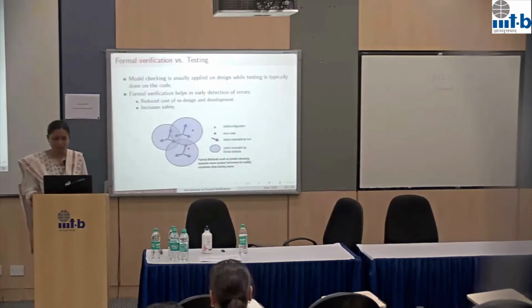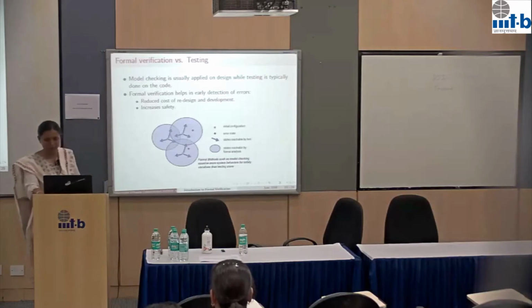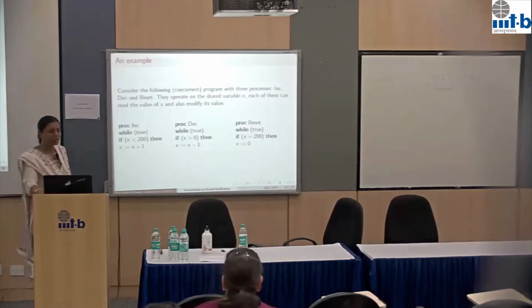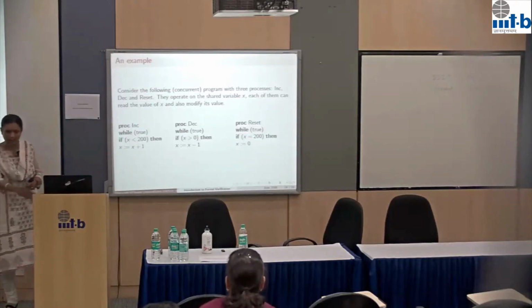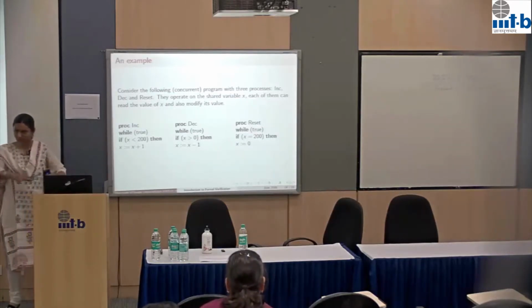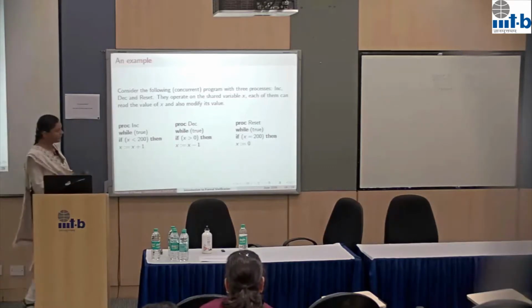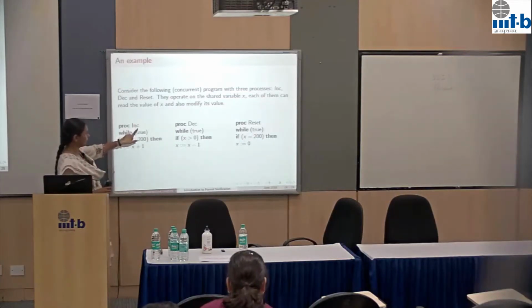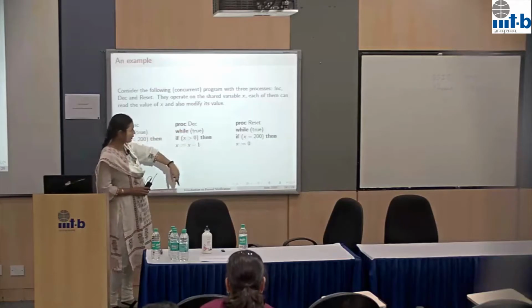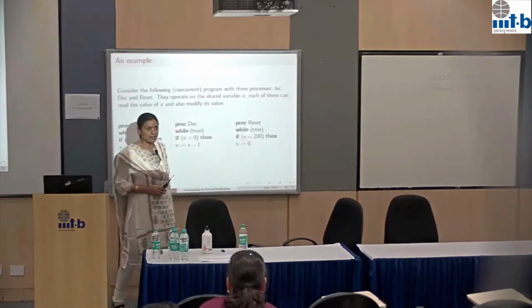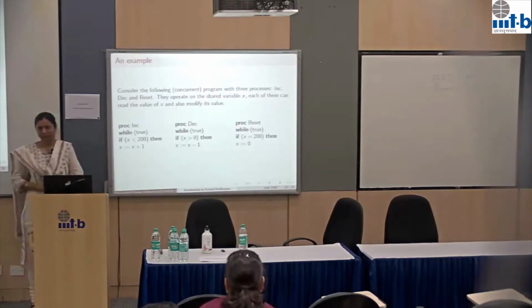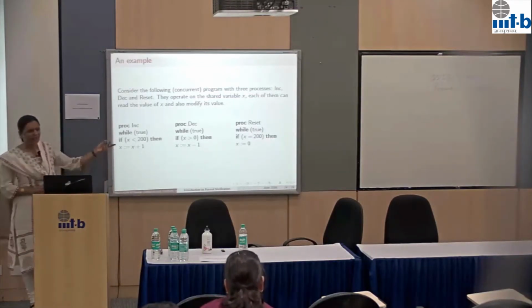So here is a small example, again, to motivate the kind of systems that we will be looking at. A large class of systems for which model checking applies are concurrent systems. Concurrent, you think of it as many processes running, right? Here is a small example of a concurrent program. There are 3 processes that run. One is an increment process, one is a decrement process, and one is a reset process. All 3 of them work on one global variable called x. It's just a toy piece of code.